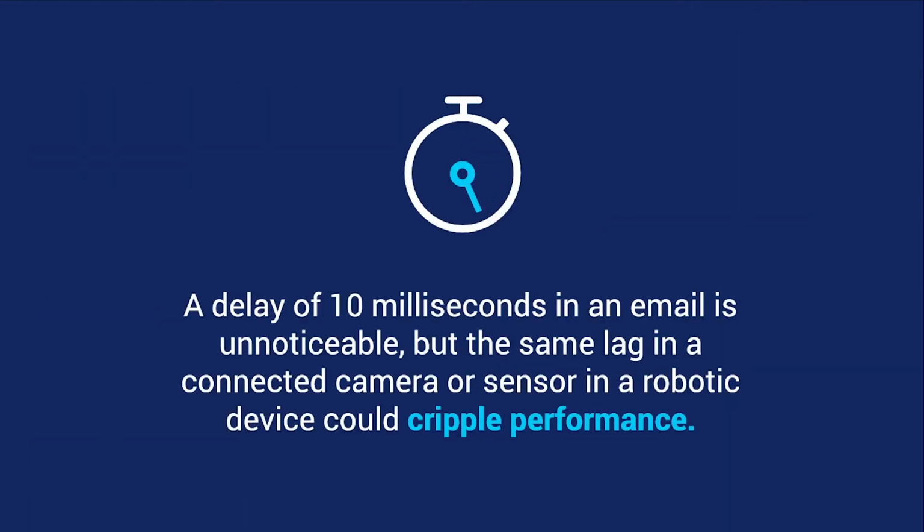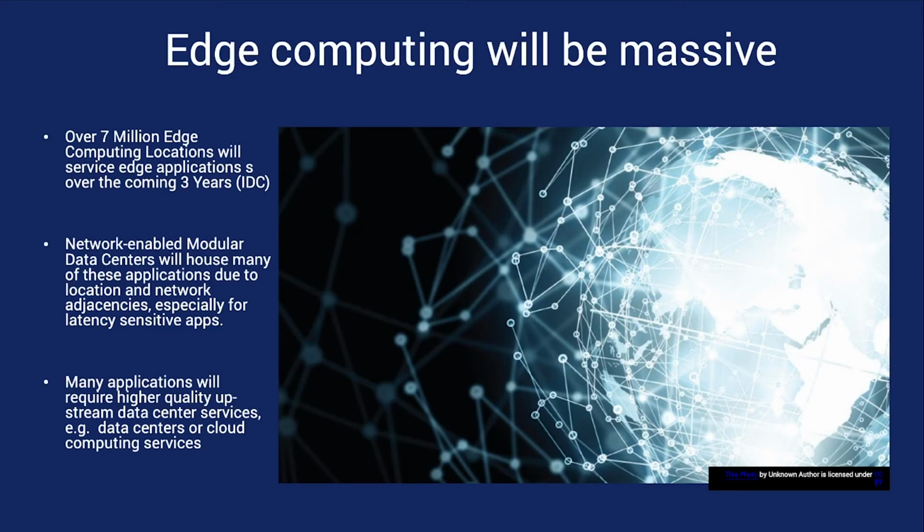And a delay of 10 milliseconds in an email, I mean, sometimes I wish the delay would be 10 minutes to give me time to catch up on email. Isn't really noticeable, and it really isn't an issue. But when you start looking at that same lag or that same delay in a connected camera, sensor, healthcare device, something like that, that could cripple performance, which could actually impact your livelihood, or even if it's a healthcare type of thing or wearable, somebody's life or their quality of life. So we really have to overcome that. And there's only a few ways to overcome that. We're going to go through that today.